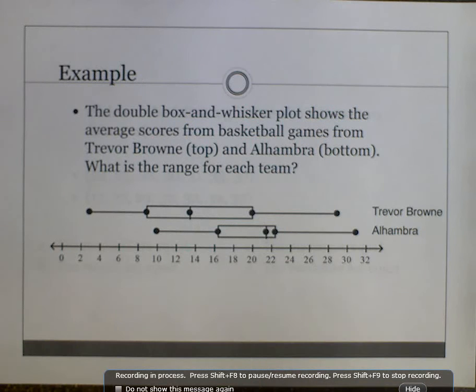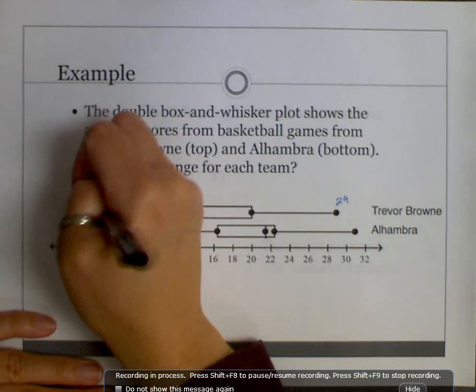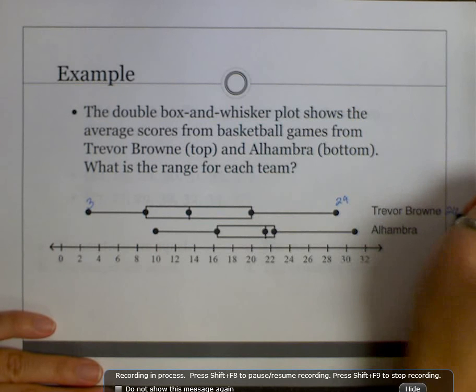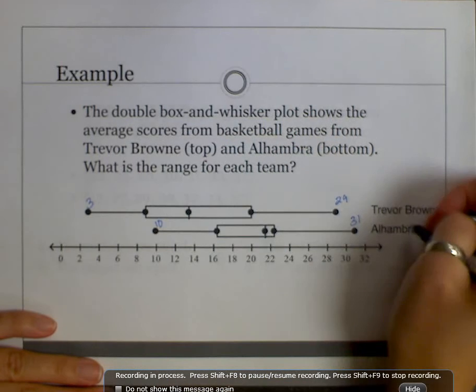The double box and whisker plot shows the average scores from basketball games from Trevor Brown, who is on top, and Alhambra, who is on the bottom. What is the range for each team? So Trevor is at 29 and 3. Their range is 26. Alhambra is at 31 and 10. Their range is 21.